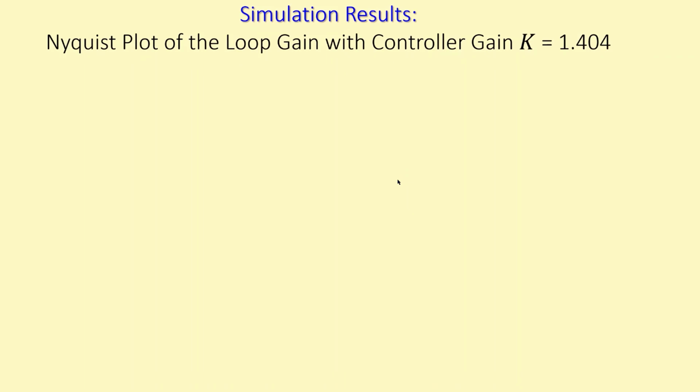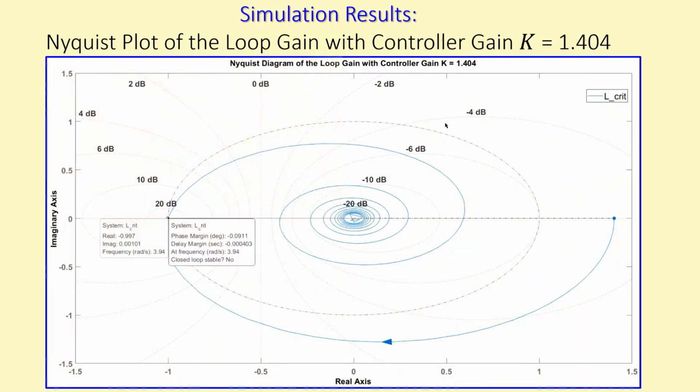Now, if I do the same for the Nyquist plot, the controller gain is again set to 1.404. Then you can see the phase margin is very close to 0, so there is actually no headroom for stability. The delay margin is also very close to 0, and at the exact same frequency as we have calculated, you can see here 3.94 radians per second. Is the closed-loop system stable? It says no. So the situation is clearly unstable at the edge.